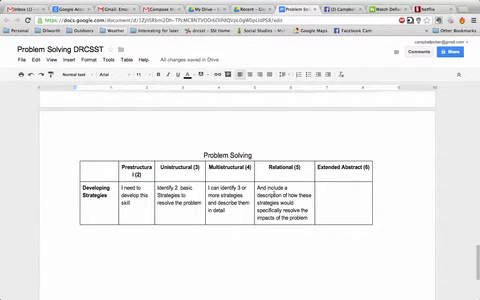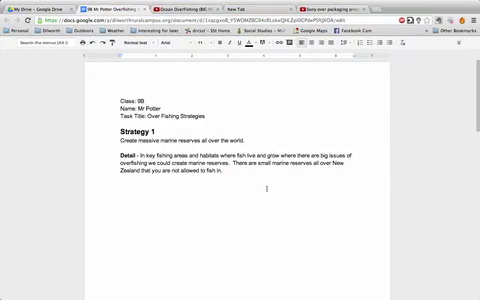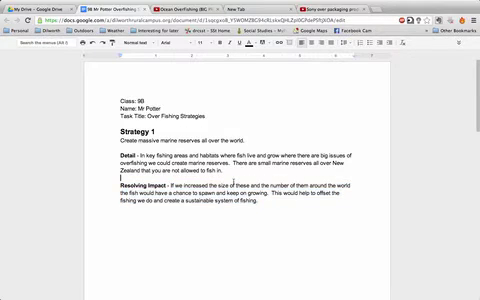For that strategy to be at relational level, I'd have to talk about how that specifically solves impact of the problem. So let's have a look at that. Resolving the impact. There we go. Okay, pause this, have a read. Okay, so that explains how this strategy would address the problems of overfishing.